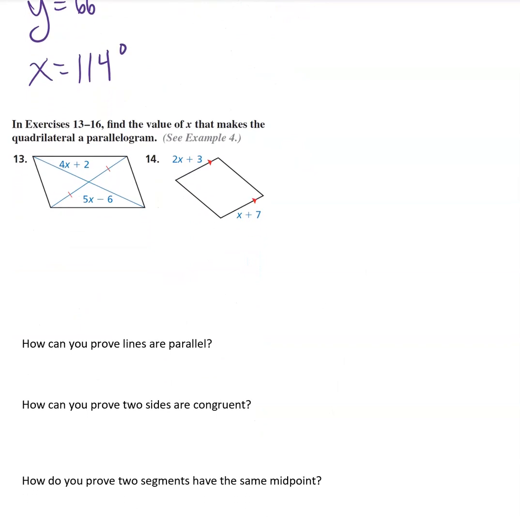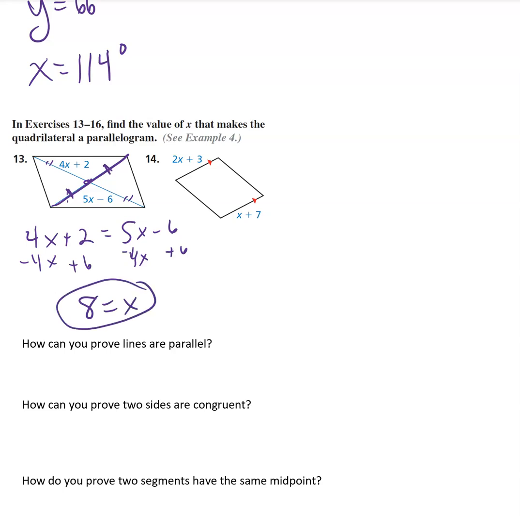Okay, here we're still finding the values of x that make it a parallelogram. They've shown us that these two pieces are already congruent, so we know that's the midpoint of this segment. Now we need to show that this side is congruent to this side, and that only works if 4x plus 2 is equal to 5x minus 6. So if we solve this equation, subtract 4x, add 6, and x is equal to 8. So as long as x is equal to 8, then the diagonals bisect each other.